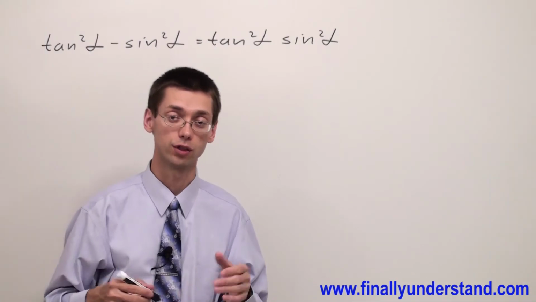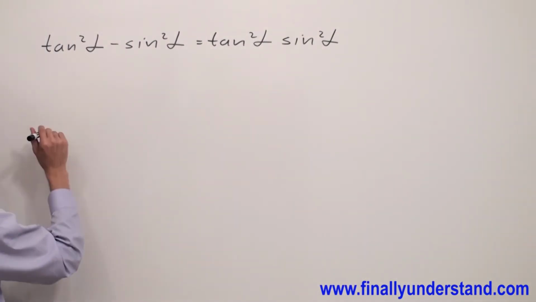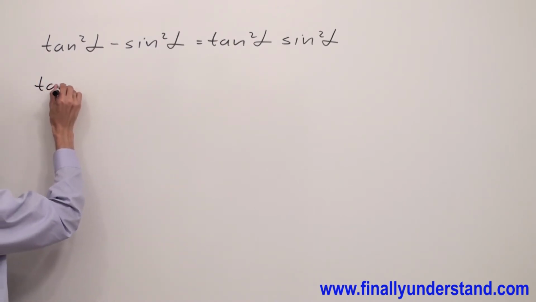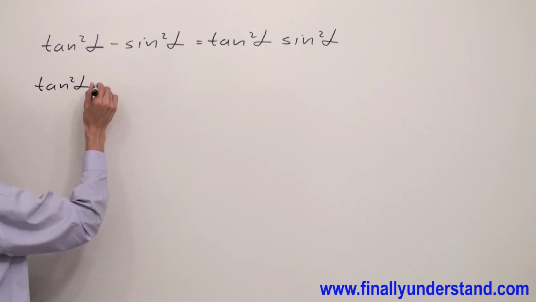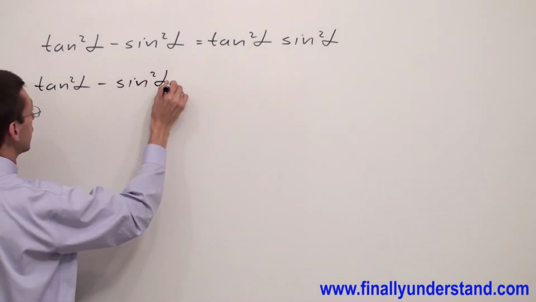Let's take a look at this identity. Again, we're supposed to prove that the left side of this identity is equal to the right side. This time I'm going to start from the left side. Let me copy this down. I have tangent square alpha minus sine square alpha.